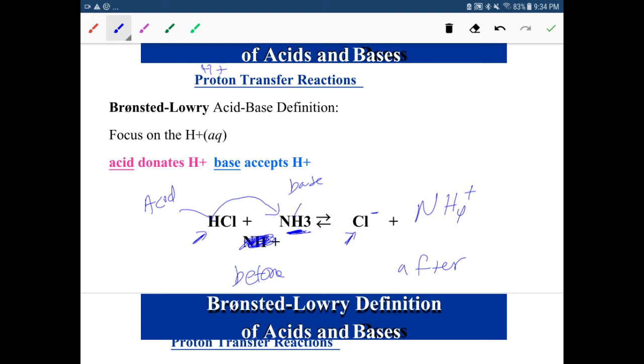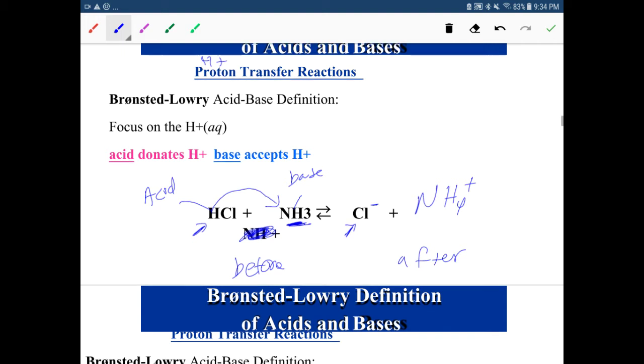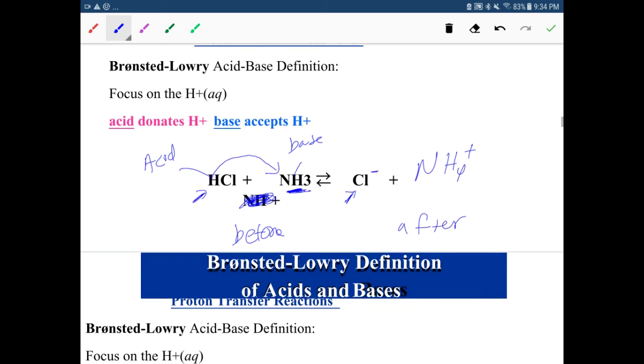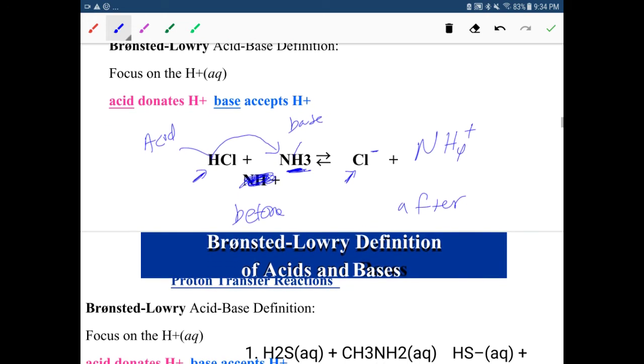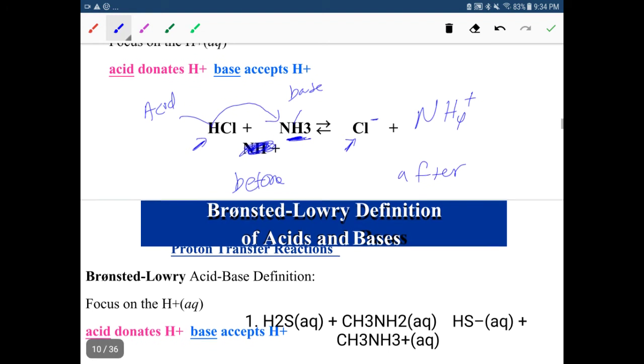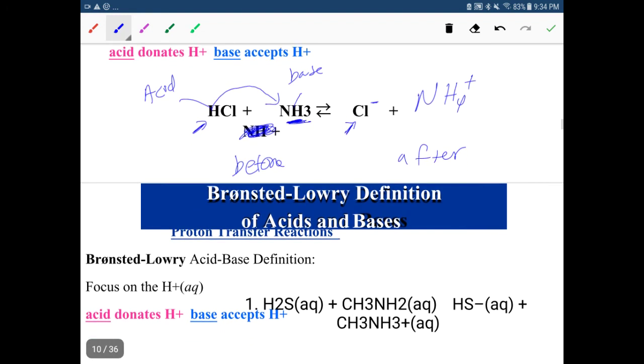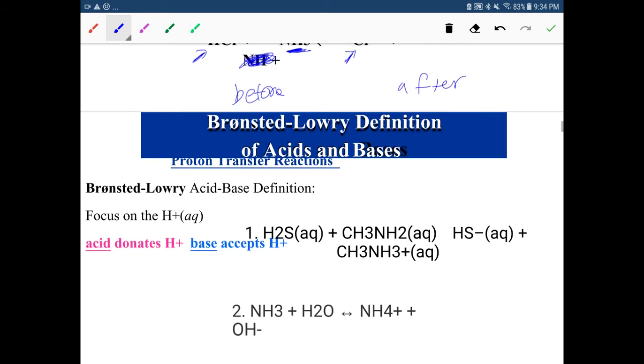Pretty straightforward. Just look at what happens before and what happens after. Look at the reactant side, look at the product side, and it is going to be really easy to identify which one's the acid, which one's the base, because you will see how the species react, which one loses, which one gains, right?